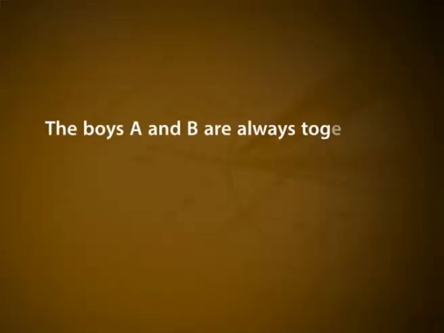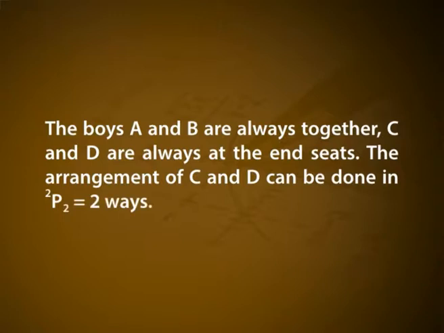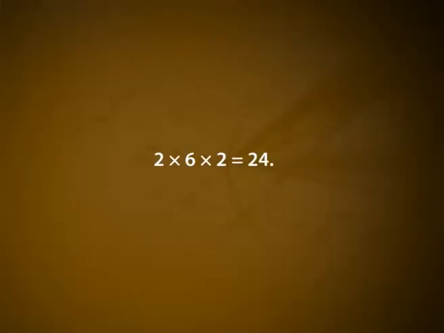Next example. Consider the situation where 6 boys are to be seated in a line so that the boys A and B are always together, and C and D are always at the end seats. The arrangement of C and D can be done in 2P2 equals 2 ways. The remaining 4 boys are now treated as follows. The boys A and B together as a unit and the remaining 2 as 2 units, so that altogether there are 3 units. These 3 units are arranged in 3P3 equals 6 ways. In each such arrangement, A and B among themselves are arranged in 2P2 equals 2 ways. Thus, the total number of seating arrangements is 2 into 6 into 2 equals 24.